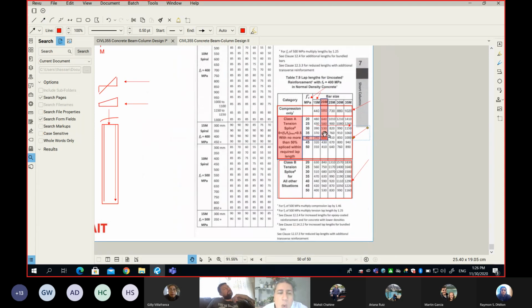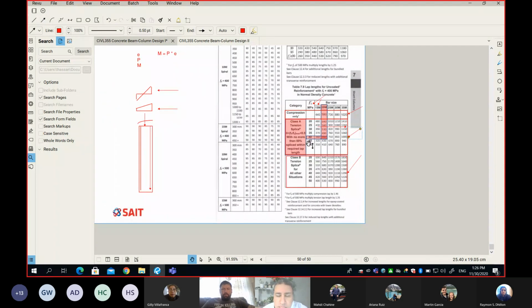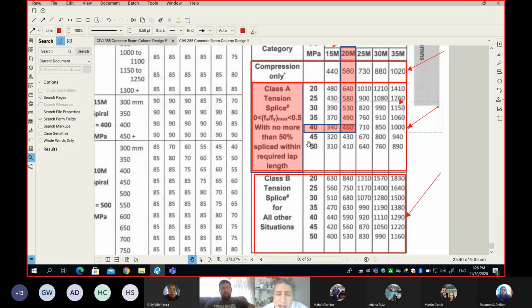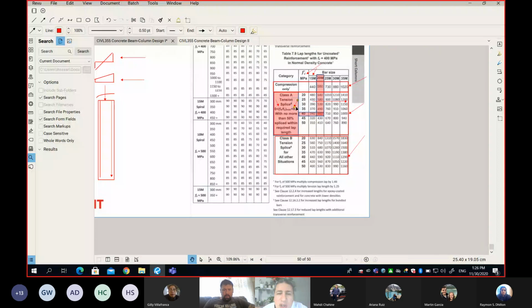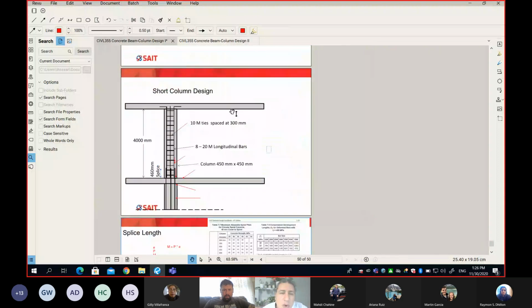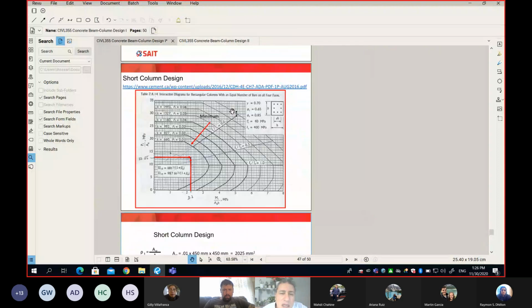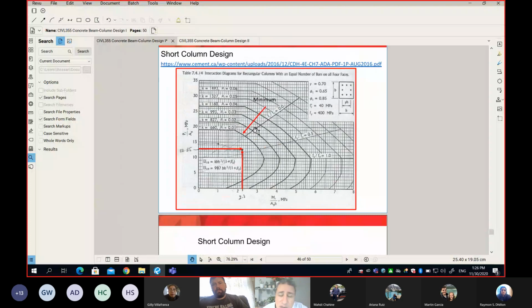Now, let me show you how to find your class A or class B. Here is the secret. The secret is between 0 to 0.5, because those numbers will help us on the interaction diagram. Let me go to the interaction diagram. So here is the interaction diagram. And what did we use the interaction diagram for? Simply to find the rho, the reinforcement ratio. I'll show you another use of the interaction diagram.